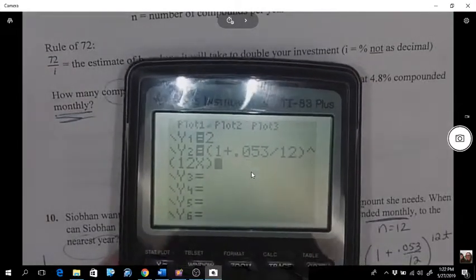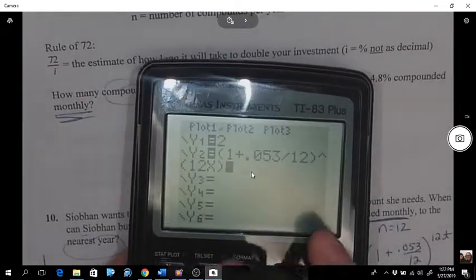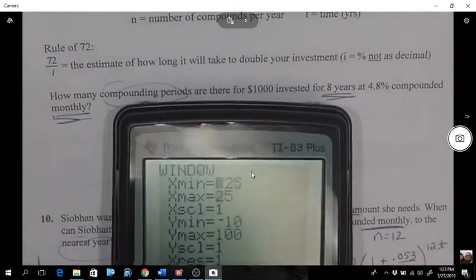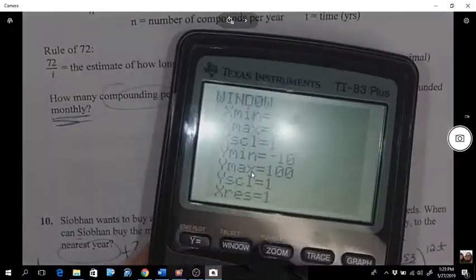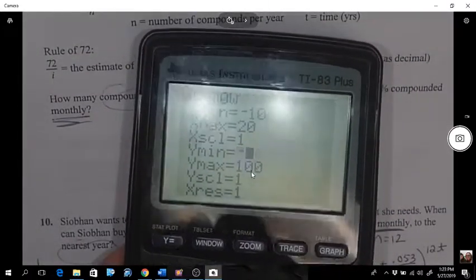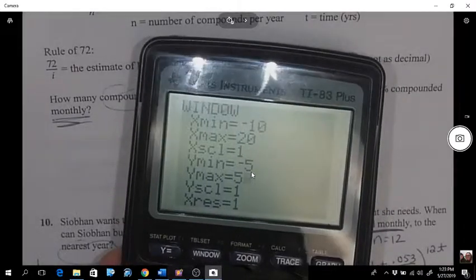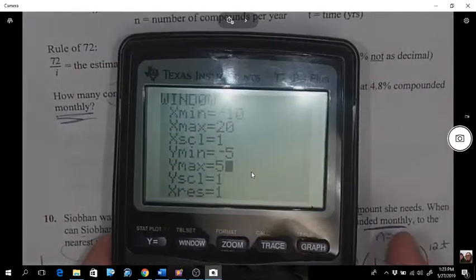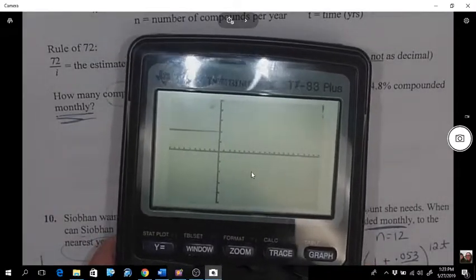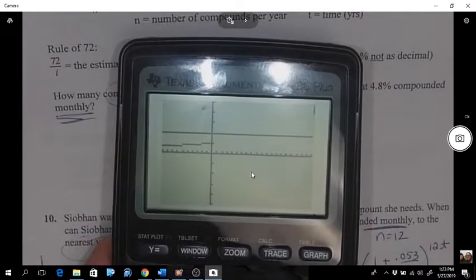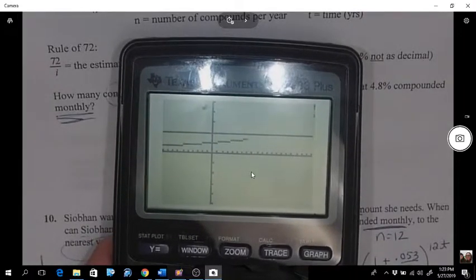Since I know my estimate was 13-ish, I'm going to go to like 20 just to see, and my y is only at a 2 where I want it to be, so we don't need that much. Here's my 2 line, here's the other one. Your investment is increasing, increasing, increasing.